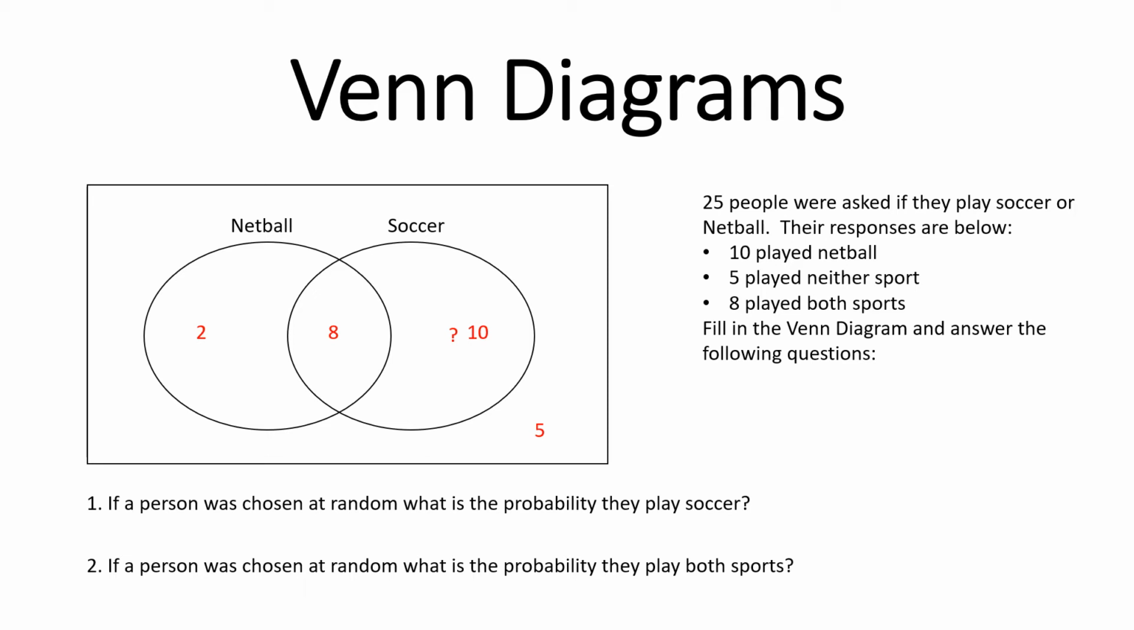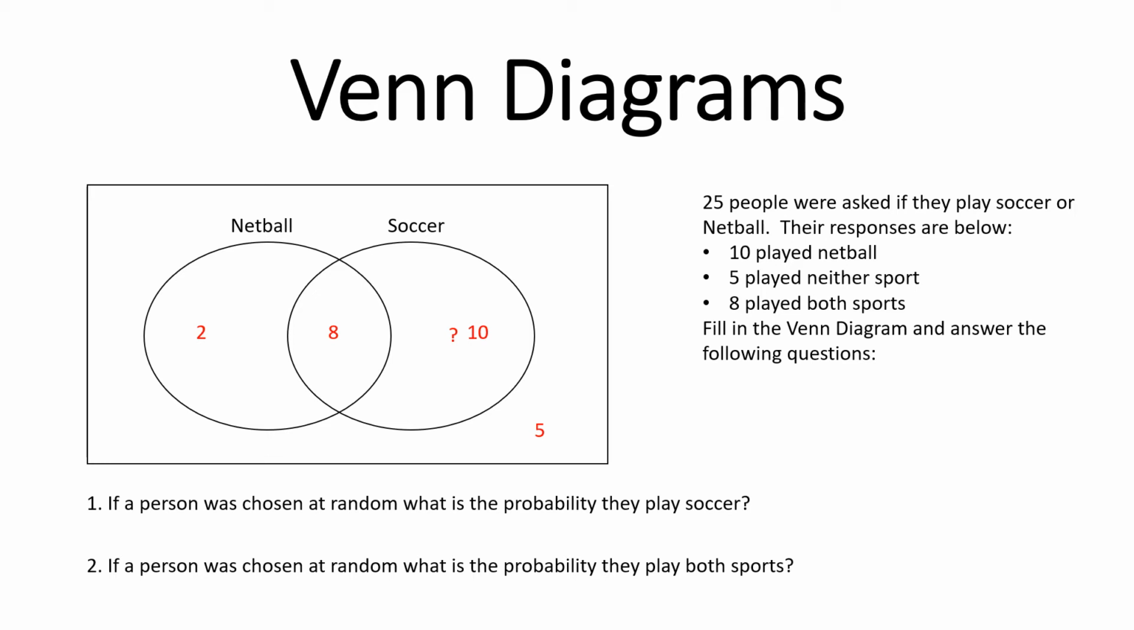Question 1. If a person was chosen at random, what is the probability they play soccer? Now it doesn't say that they play only soccer, it just says that they play soccer. So if we look at our Venn diagram, we can see we have 10 people that just play soccer, but we also have 8 people that play soccer and also play netball. So we need to include them. So we have 18 people in total that play soccer.